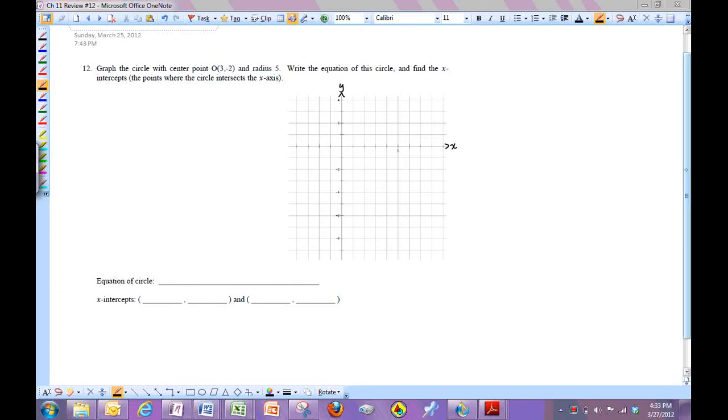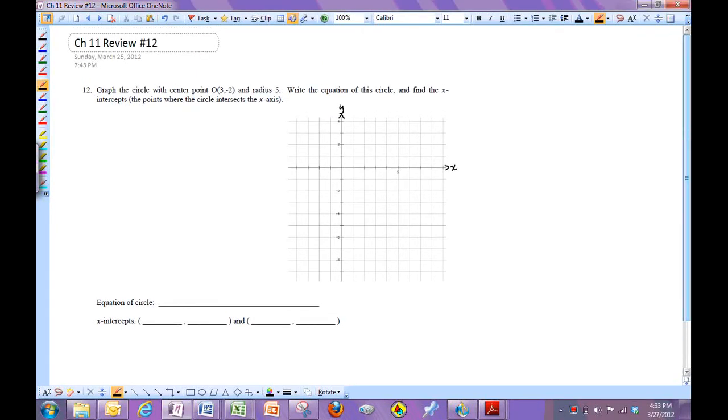Okay, so let's see. This one is Chapter 11, Review number 12. In this problem, we've got a center point at (3, -2), right here. And the radius is 5, so I'm just going to count 1, 2, 3, 4, 5 up, 1, 2, 3, 4, 5 over. That's 5, right? 1, 2, 3, 4, 5 down, 1, 2, 3, 4, 5 across. And here's my circle, roughly. Not the greatest, but it'll do.